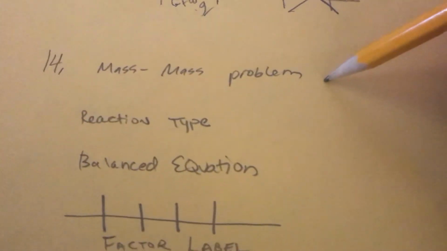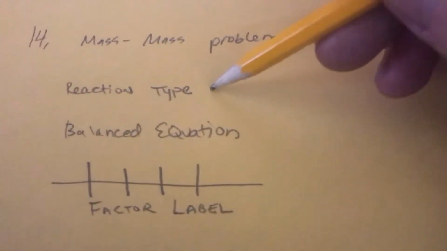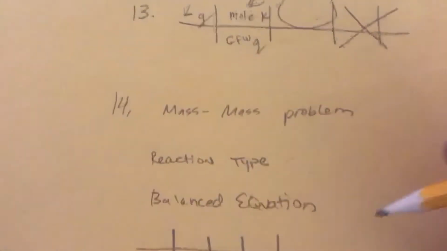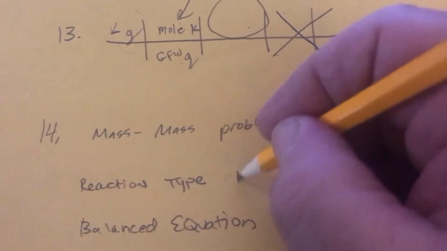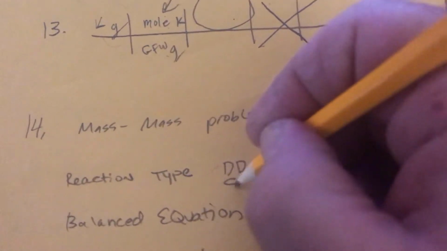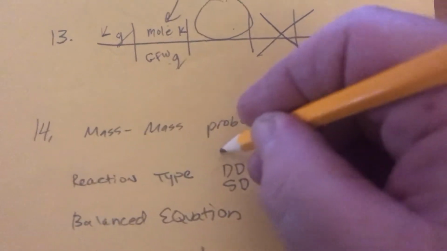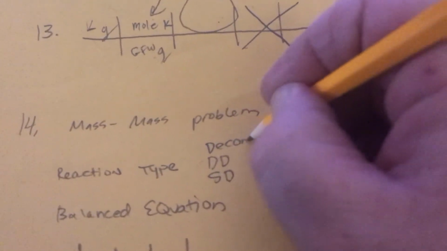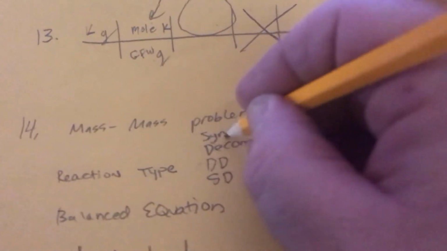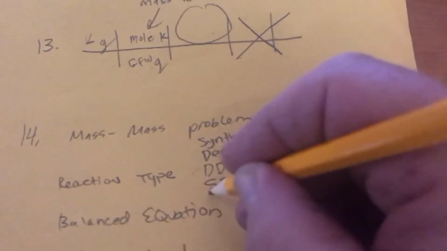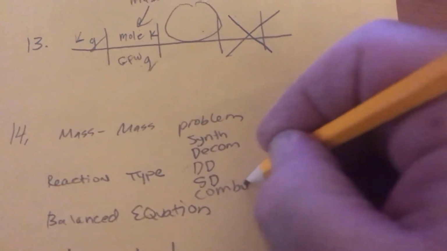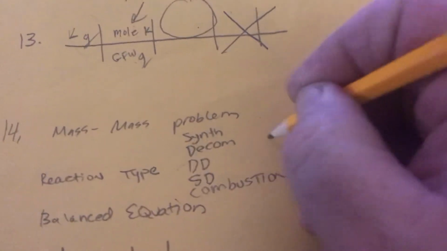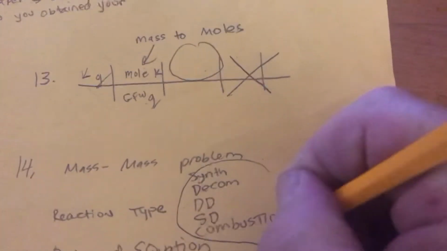There you go. Number 14. This is a mass problem. So make sure you tell me what type of reaction type. Now, reaction types could be double displacement, single displacement, decomposition, synthesis. There is combustion. So of those choices, which do you think number 14 is?